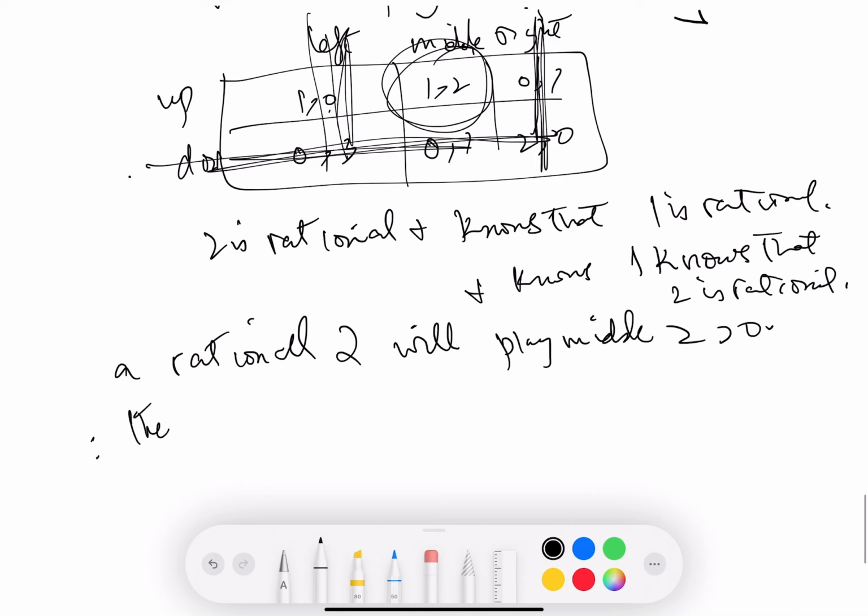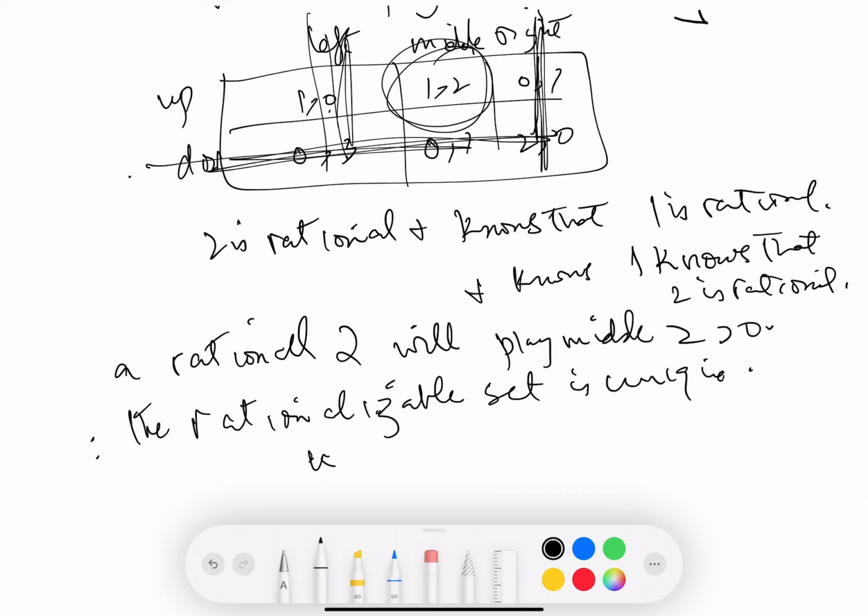Again, this is an example of the rationalizable set. The rationalizable set is unique. It is up, player 1 plays up, player 2 plays middle. That's what it is. So that's the only thing that survives iterated deletion of strictly dominated strategies.